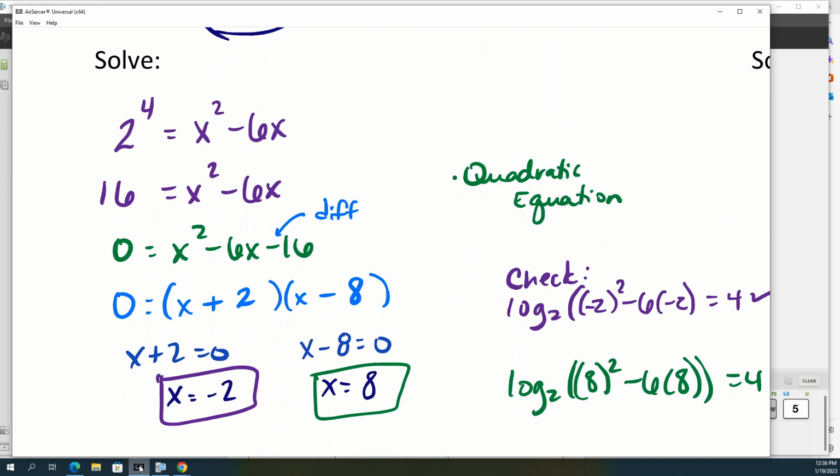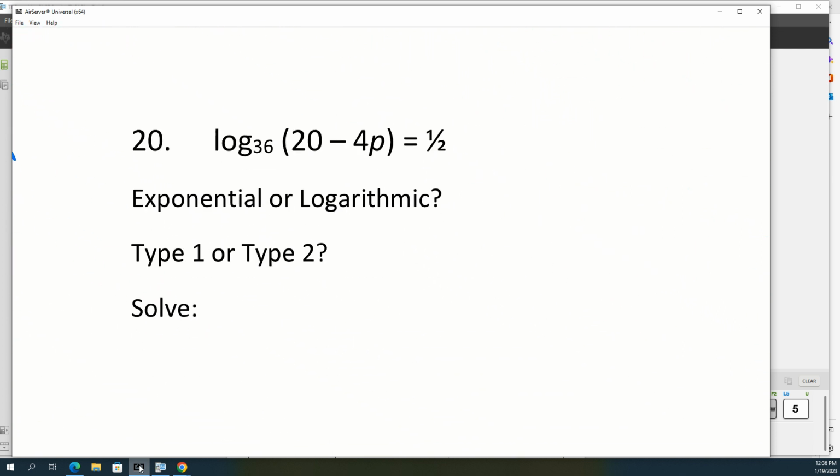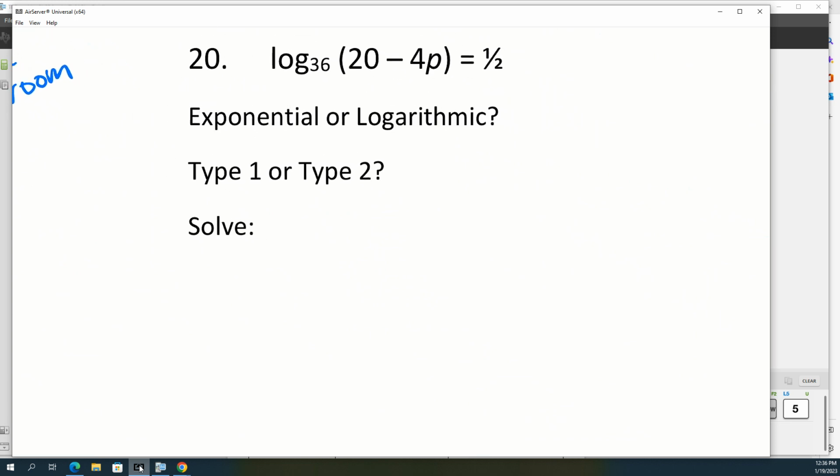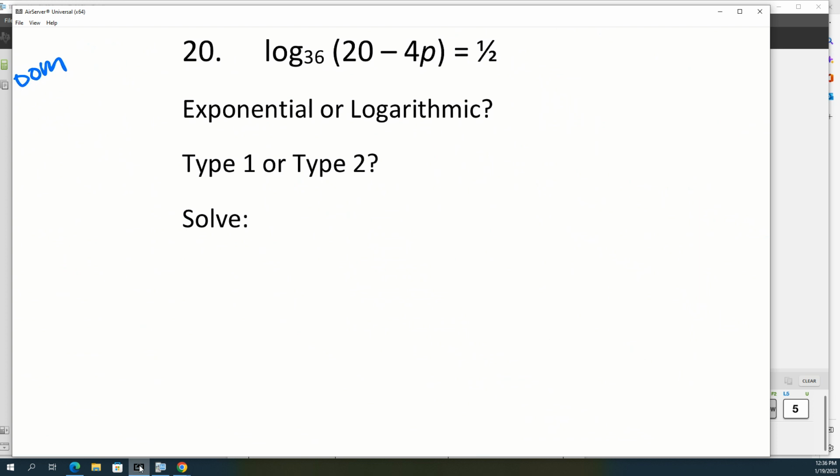Can you show the answers? Number 20. Number 20, I got 3.5. Did you get it? You want me to do it? I can do it. I got 3.5. That's the same. So 3.5, 3.5, 7.5. Those are all right for number 20.